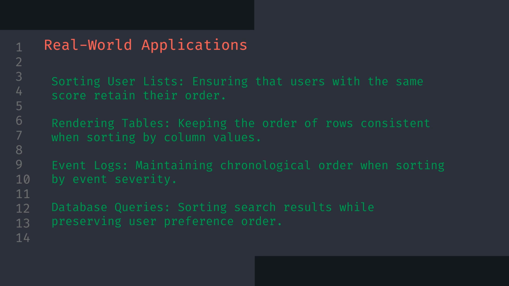Stable sorting is essential in many applications. When sorting user lists, tables, or logs, preserving order is important for readability and consistency. Many real-world applications rely on stable sorting to ensure a predictable and user-friendly experience.